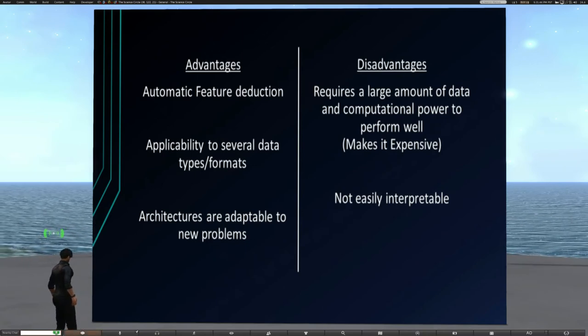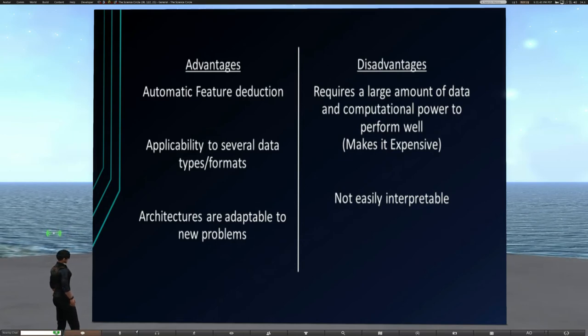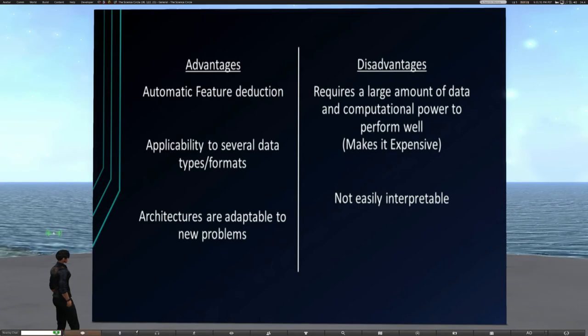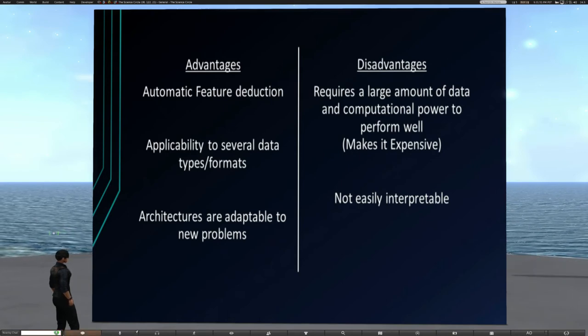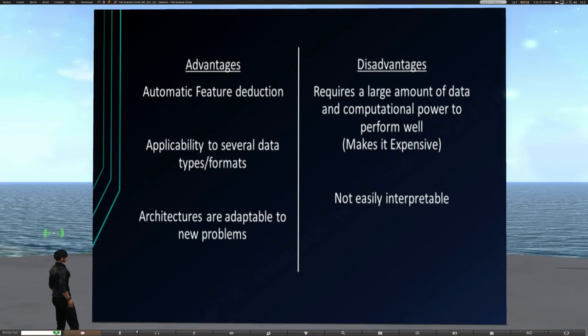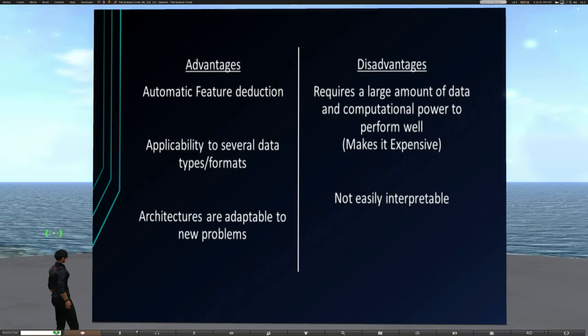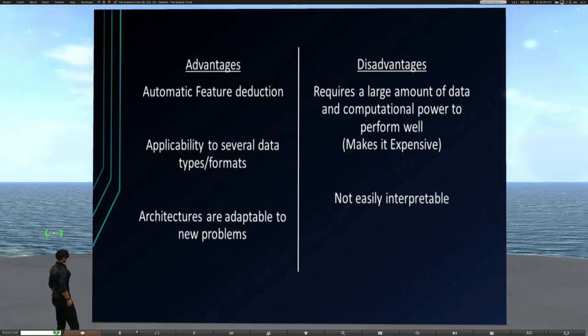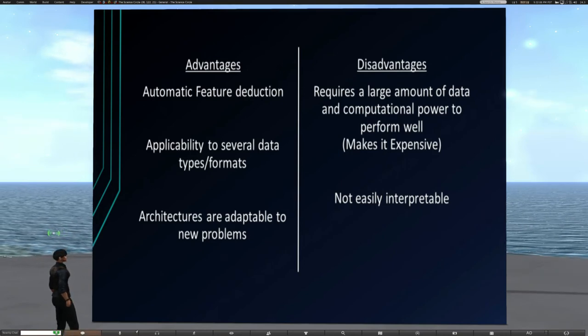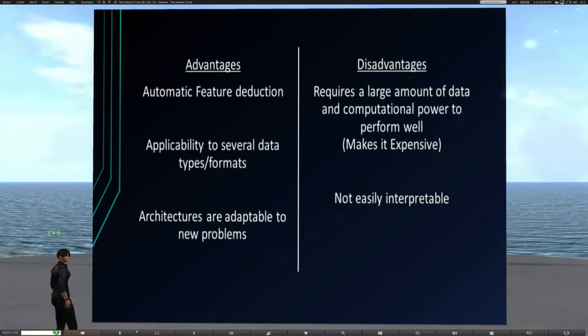The neural network is able to automatically deduce features from images. I don't have to tell it to look for a line or a dot. It does that itself. And it's applicable to several types of data and formats. The one that I've demonstrated here is images, because I'm very familiar with that. I use it for image classification. But it's also applicable to things like text recognition.